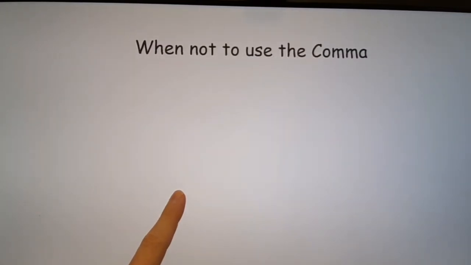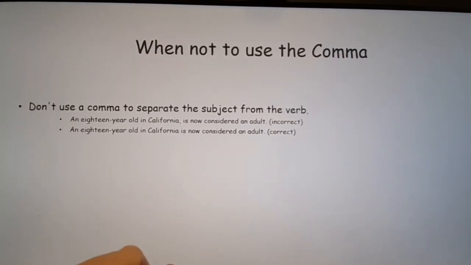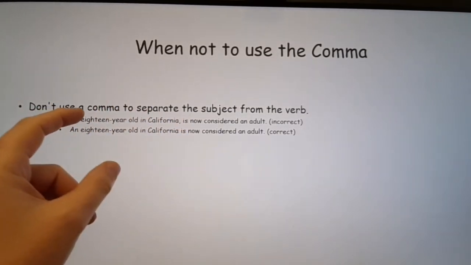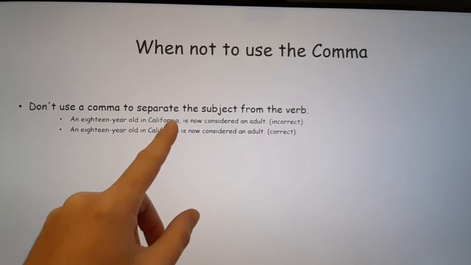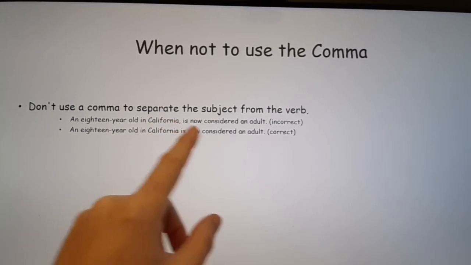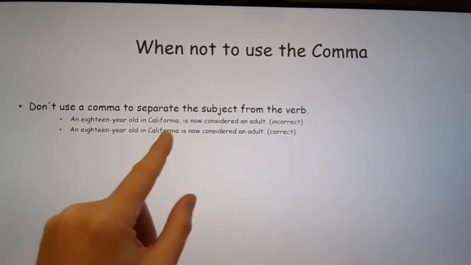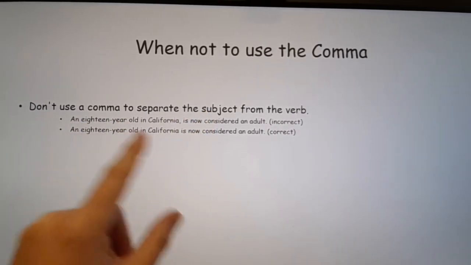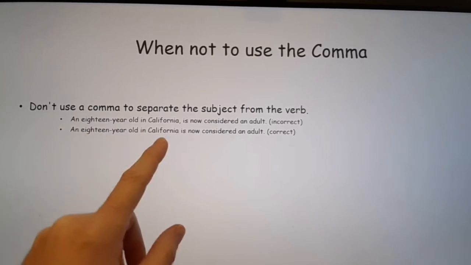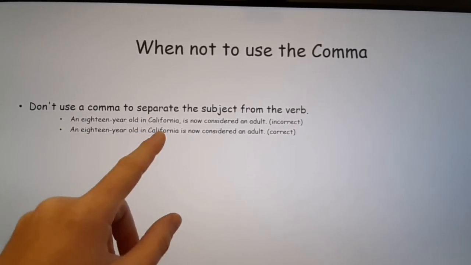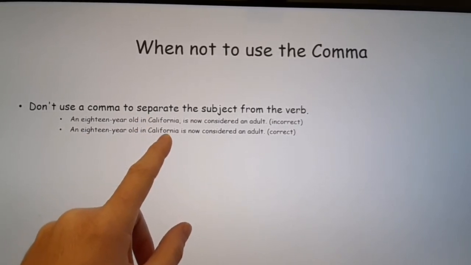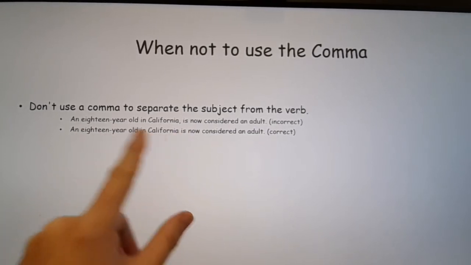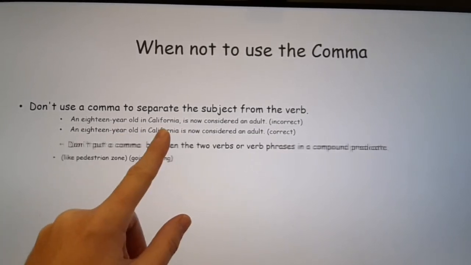All right, and when do we not use the comma? Well, you have to be careful here because I see this quite often. An 18-year-old in California, comma. This is incorrect because an 18-year-old in California is the subject, the predmet. It replaces the personal pronoun, so we cannot have a comma. It's like he or she.